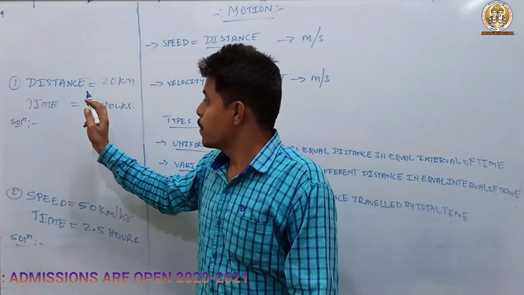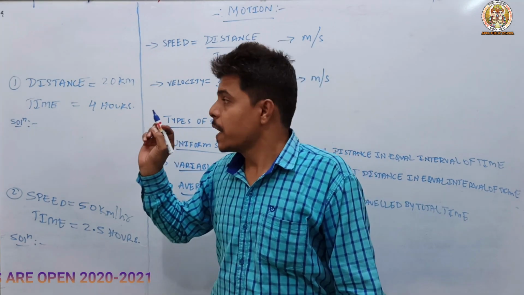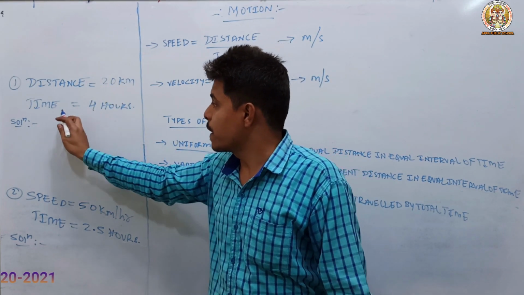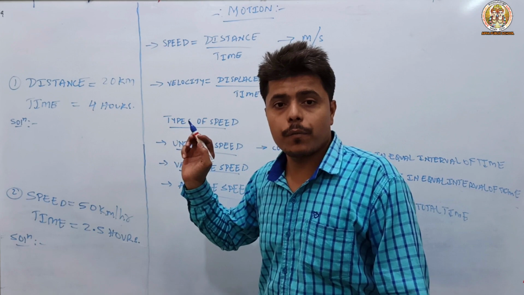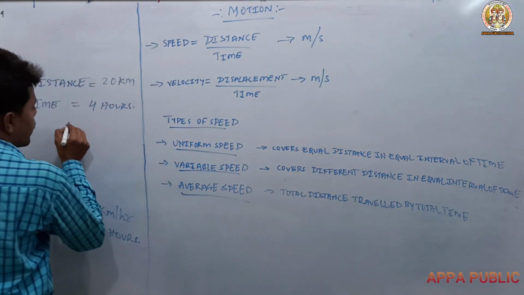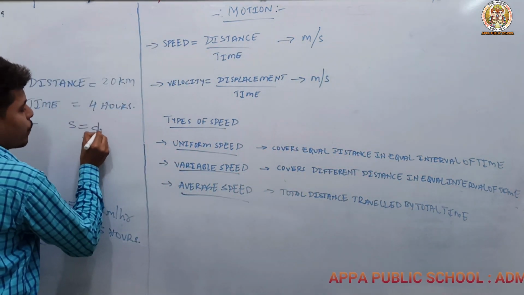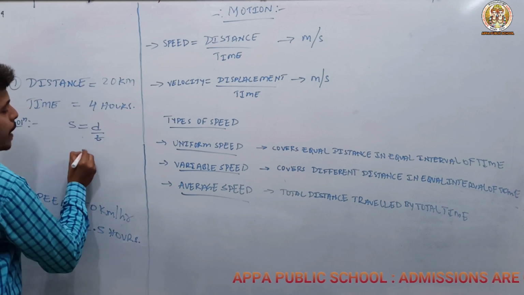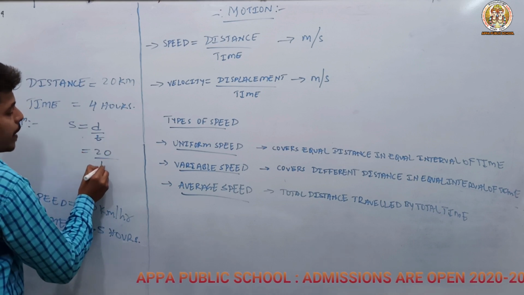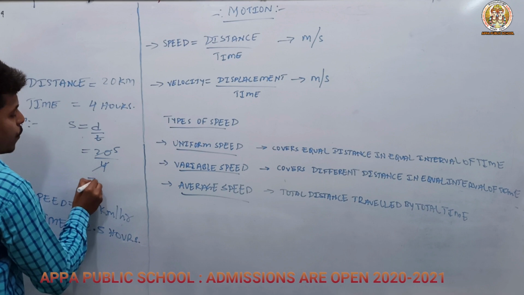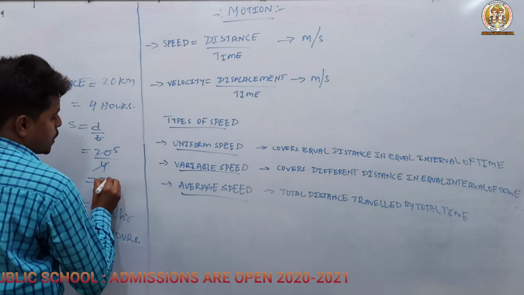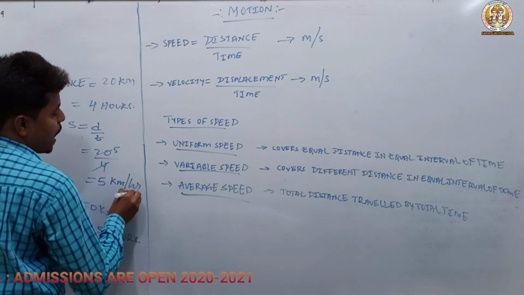Here you can see some simple problems. Here we have the distance 20 km and time 4 hours. We know the formula: speed is equal to distance traveled by time taken. 20 divided by 4 is 5 km per hour, which is the answer.